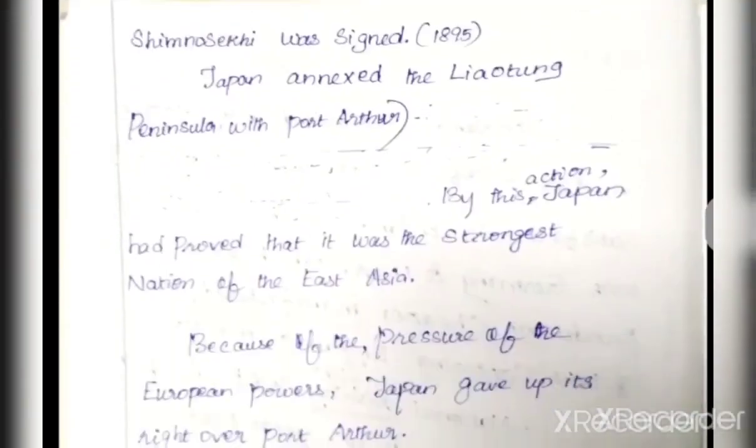Russia underestimated Japan, so one more war broke out in the year 1904. What was the name of the war? The Russo-Japanese War. Russia was defeated in this war. Moreover, Japan got back Port Arthur. After the completion of this war, Japan became a great power.